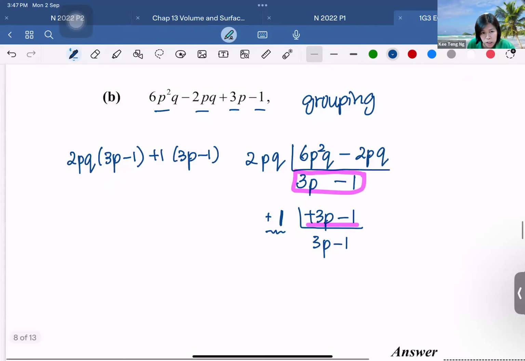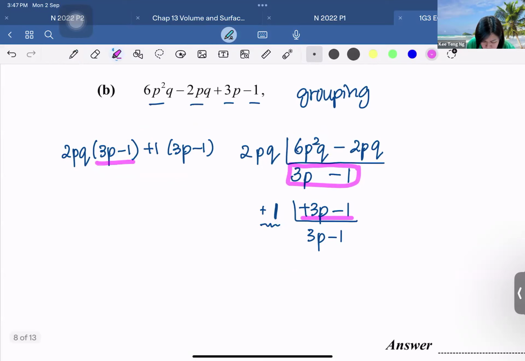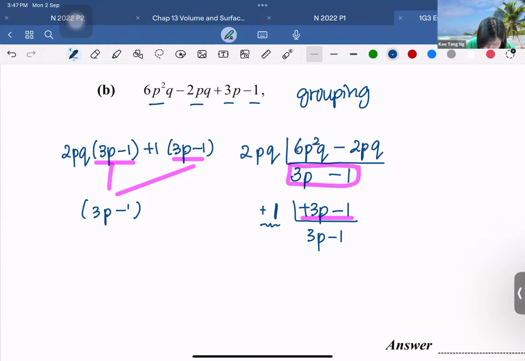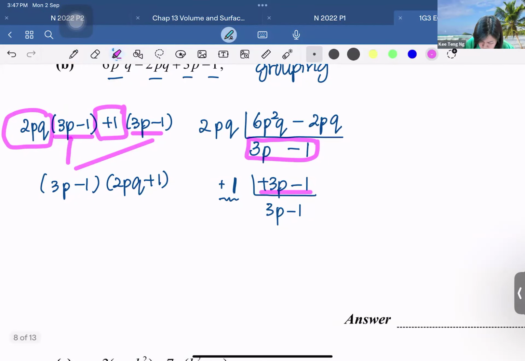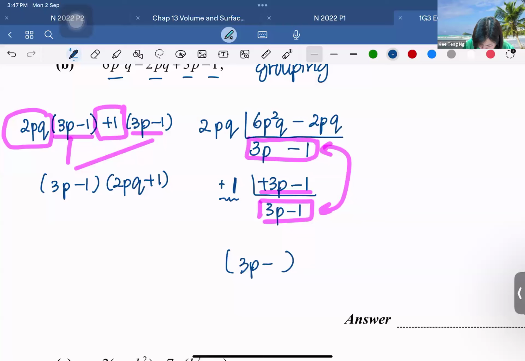So this is a part of my working. If you write it this way, the brackets that repeat, the factor that is repeated, we only write it 1 time. Then covering away, I will get my other factor, 2pq plus 1. Alternatively, I look at my answers over here. I can straight away notice these two are repeated. That is my common factor, 3p minus 1. The remaining factors will be 2pq plus 1. Then this will be your answer.